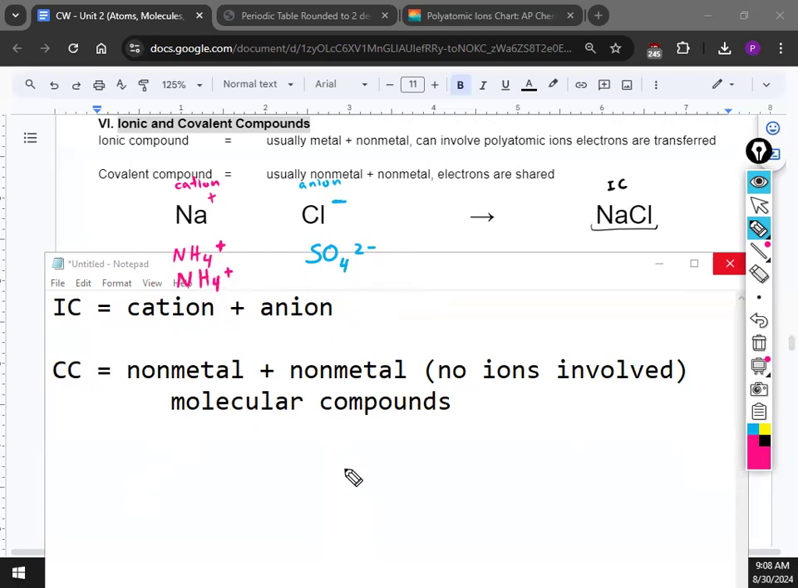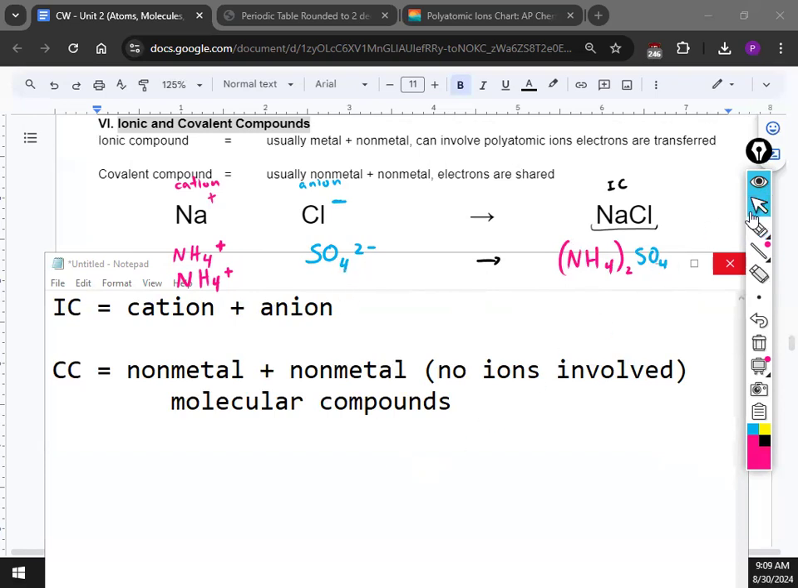So you need two of them to balance out the sulfate. Okay, so the ionic compound you form is going to have ammonium, so we're going to write NH4. It's going to have sulfate, so we're going to write SO4. But since you need two ammoniums, we're going to put that in parentheses and put a 2 behind it. Okay, so this is the ionic compound that will be formed when you combine ammonium and sulfate.